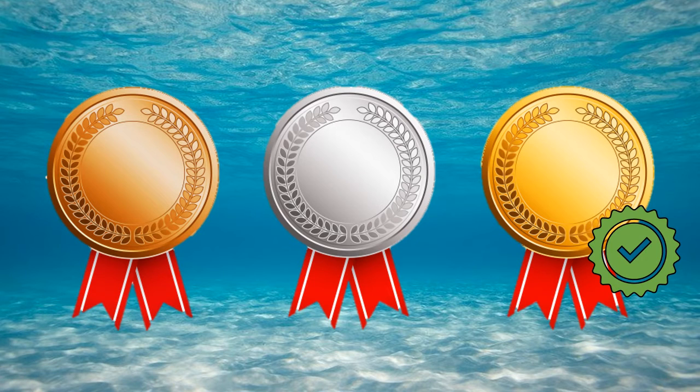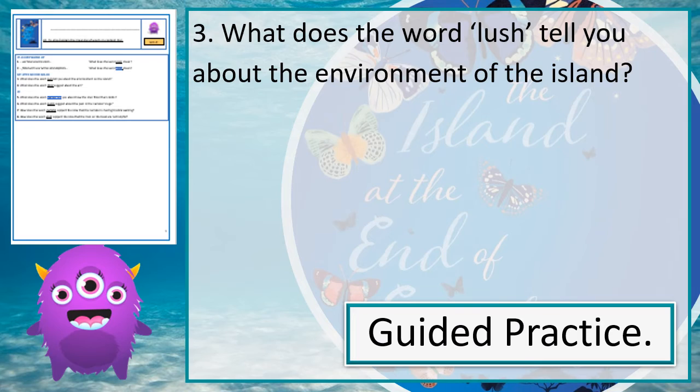Now we're moving on to the gold task. So well done, golds, for sticking with us through bronze and silver. Let's see what your task is. You had questions 1 and 2 were some independent silver practice. So hopefully you have had a little go at that. But what we're doing now is similar to what bronze and silver did and focusing on certain words, but you have to think about what it then tells you about something else. So we're going to do this one guided. What does the word lush tell you about the environment of the island?